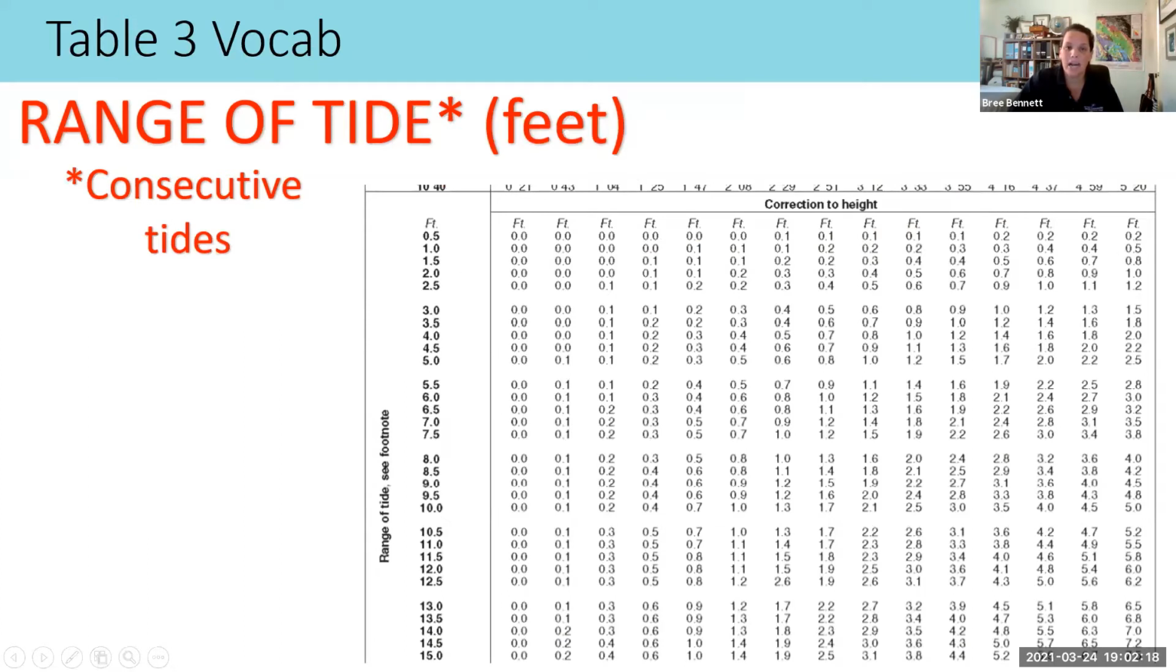Okay, and then in the bottom half, we have our range. Again, this is the range of the tide, your consecutive range that you're going to calculate. And that is calculated in feet. So it is literally the difference of the height of the tides in feet that is our tidal range.